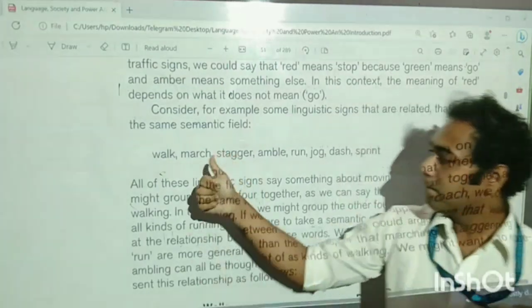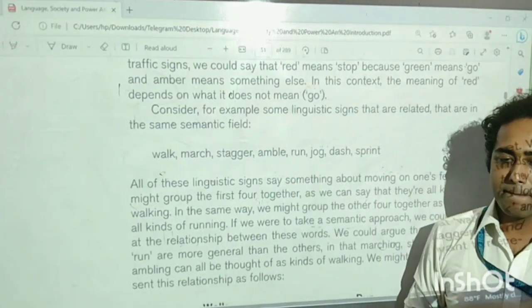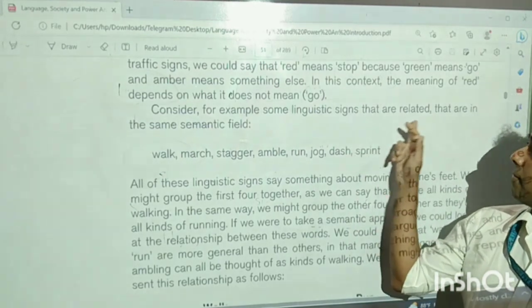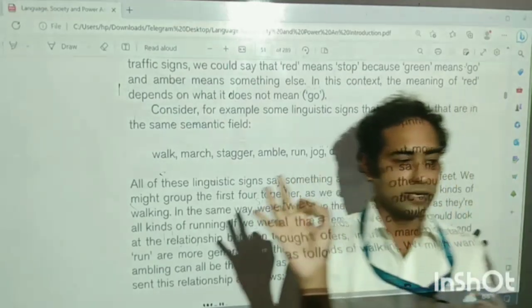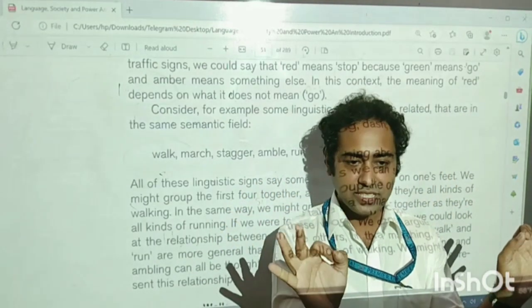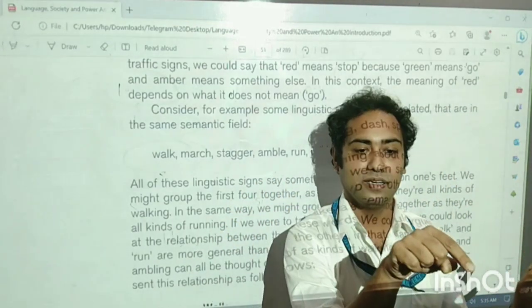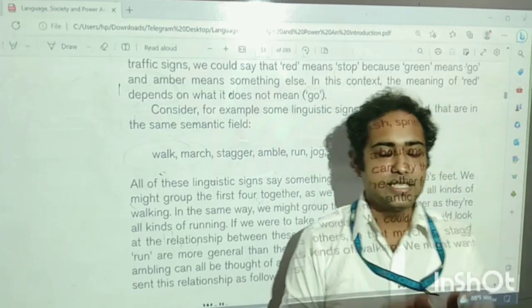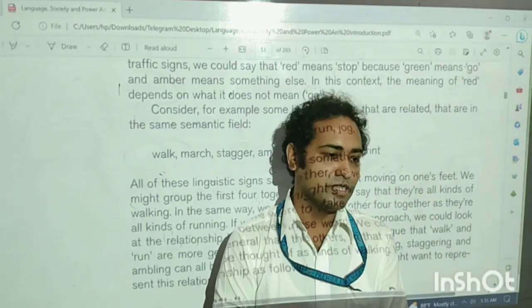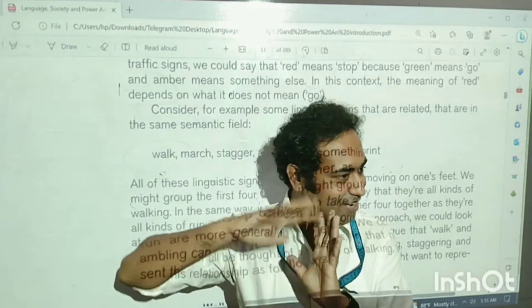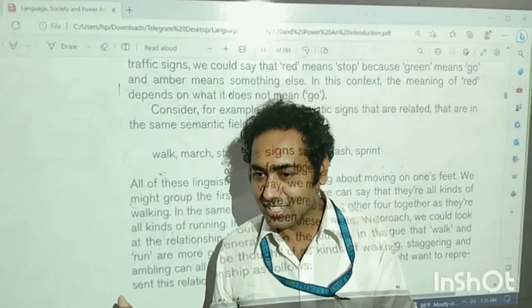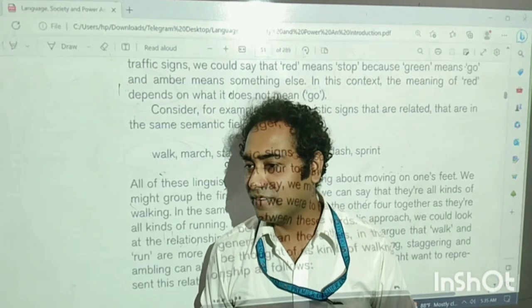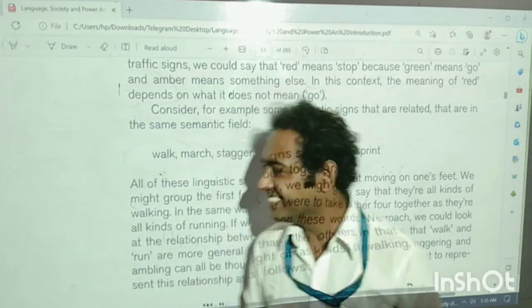You need this. So consider, for example, words that are related, that are in the same semantic field. So what is semantics? Semantics is the study of meaning in linguistics. I said something, I gave you the example. So everybody will not understand what the meaning actually is. You will understand because you are advanced level and mature students.